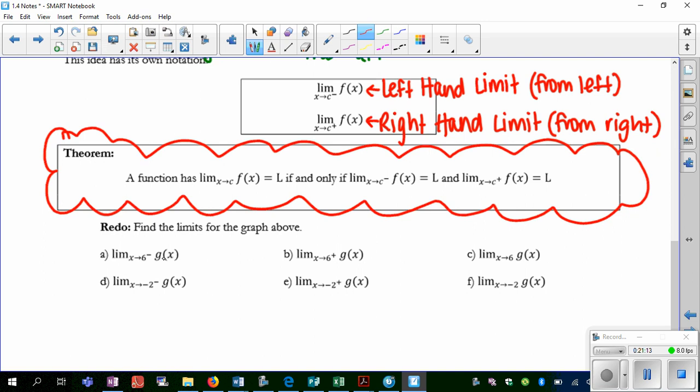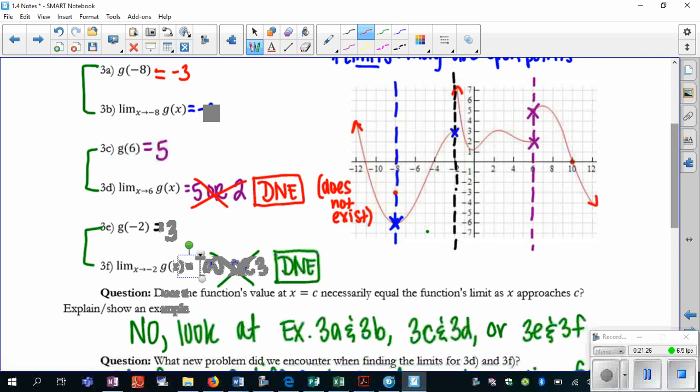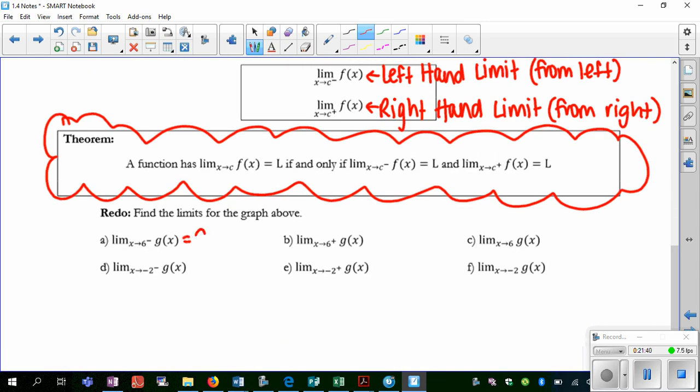So if we go back and rethink what we did up top, the limit as x approaches 6, this would be from the left-hand side. When we approach 6 from the left-hand side, just looking back at this example, we end up with 2. As we approach 6 from the right-hand side, we ended up with 5. So I'm going to just write those down here. This was equal to 2 from the left-hand side. It was equal to 5 from the right-hand side. Overall, the limit does not exist. However, the individual limits from the right and the left do exist.